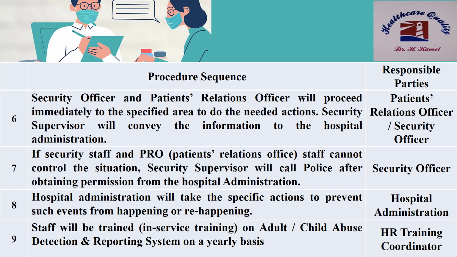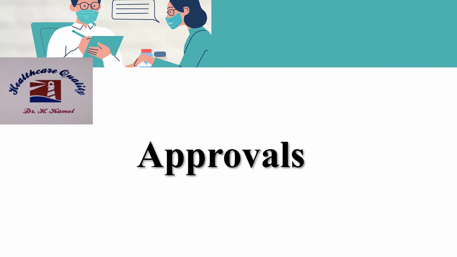And number nine, staff will be trained in service training on adult children abuse detection and reporting system on a yearly basis. HR training coordinator. Approval of each policy is usually done by the preparing person, recommended by the department head, reviewed by the nursing supervisor, and approved by the quality director, medical director, and hospital director.